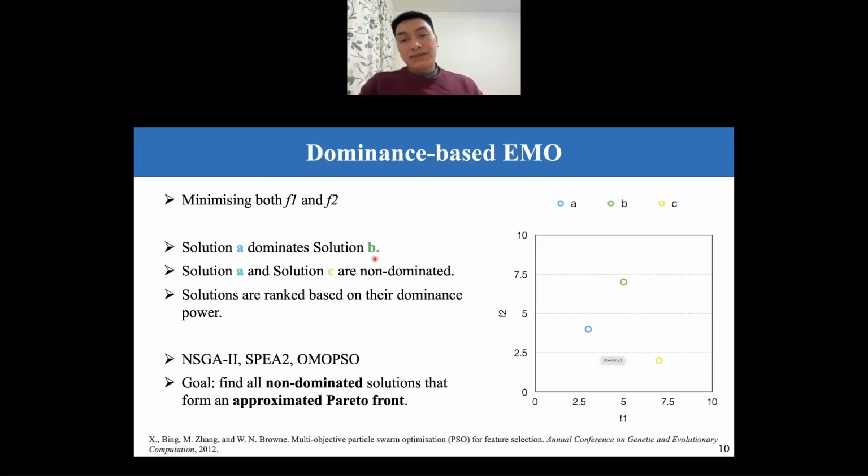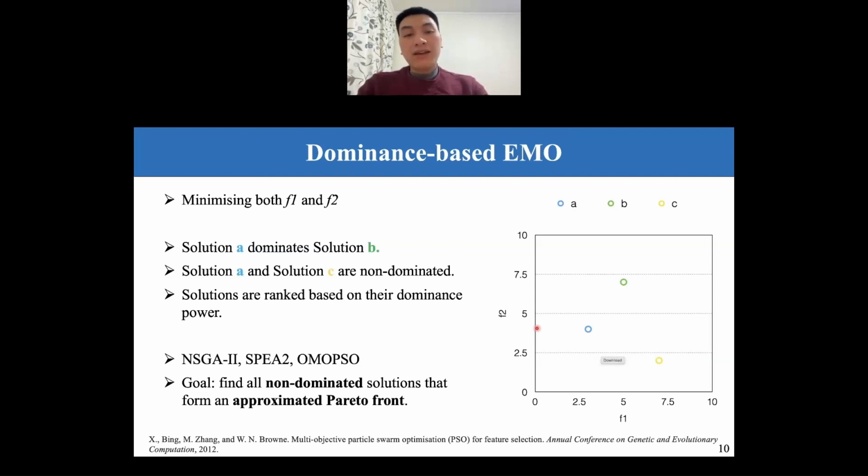If you compare between A and C, you can see now in terms of F1, A is better because A has smaller F1 value than C. However, in terms of F2, C has smaller value than A, which means that in this case, I can't tell which one is better or which one dominates the other, because A is better than C in terms of F1 and C is better than A in terms of F2. And in this case, we call them non-dominated solutions.